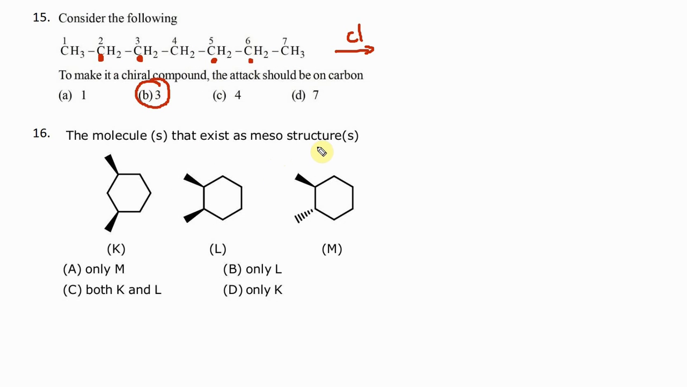The question asks which molecules exist as meso structures. Very simple. Correct? Plane of symmetry. There is no plane of symmetry here. So both K and L are meso.